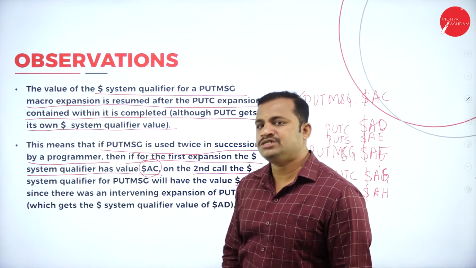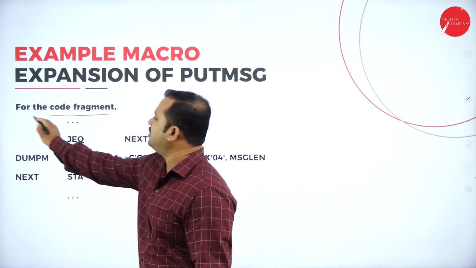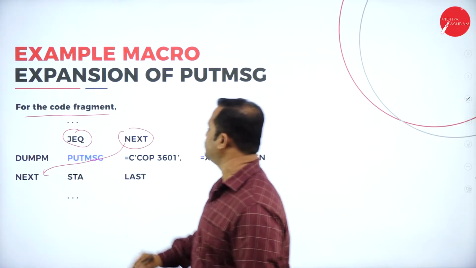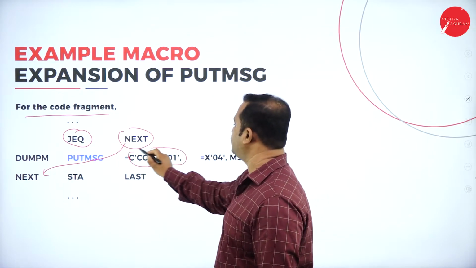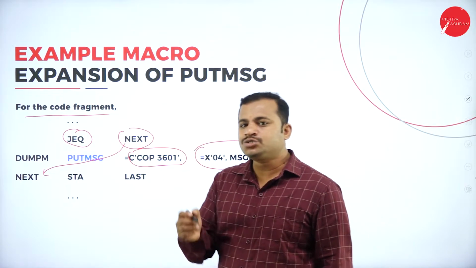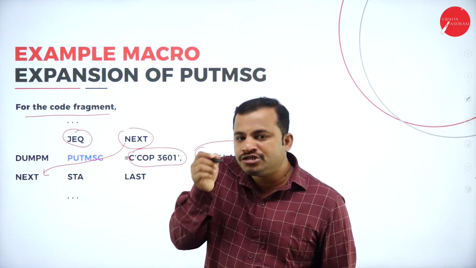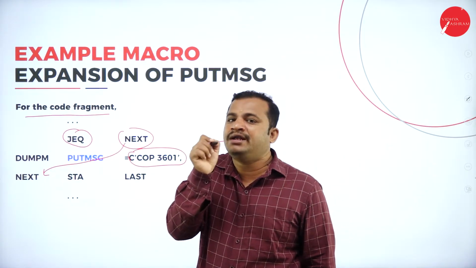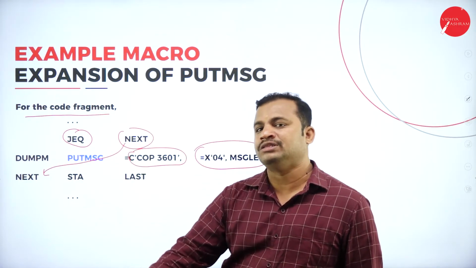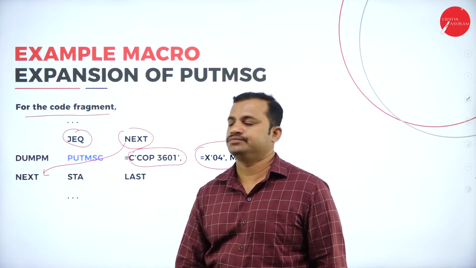So, dear students, kindly observe that we have the code fragment, that is jump if equal. We are going to next, PUTC message, we have CCOP, this message length like this. So once when the function is invoked within another function, the function invoked is to be identified with a unique label that is going to be used in the macro expanded version of the source code.